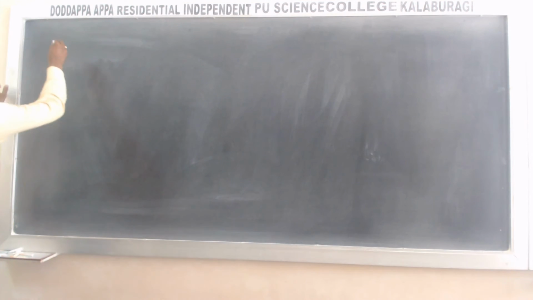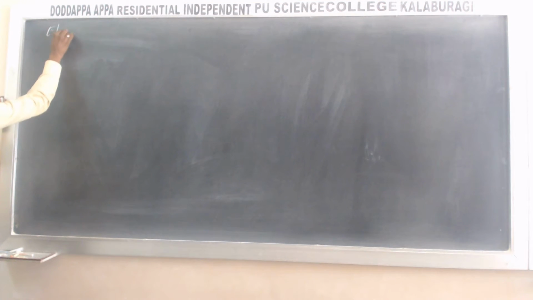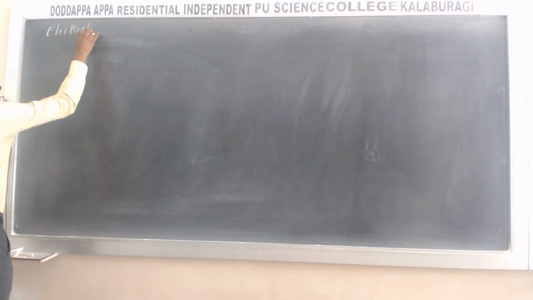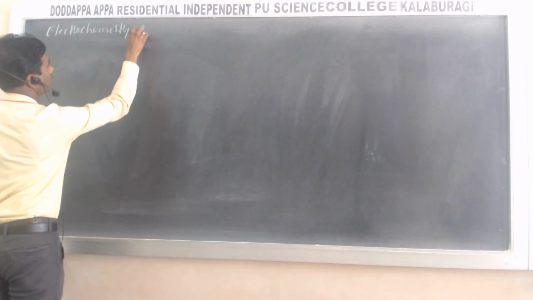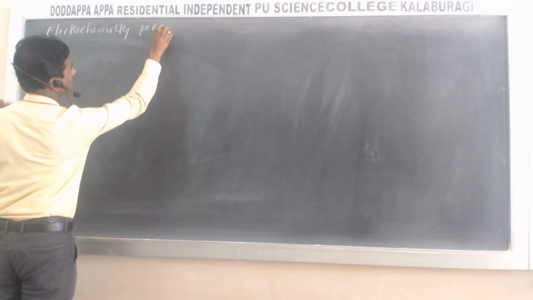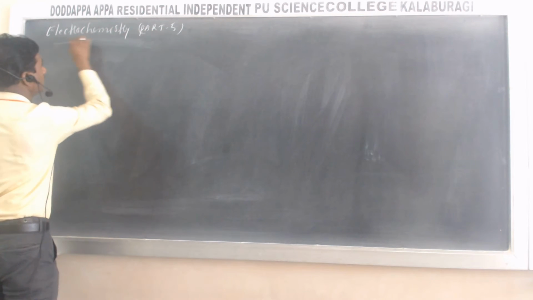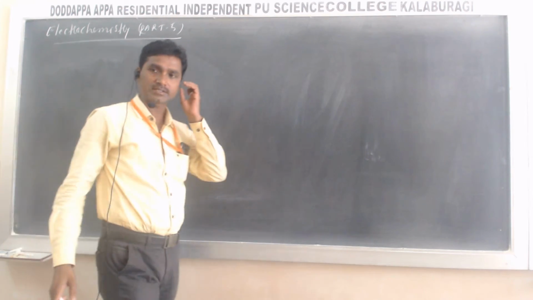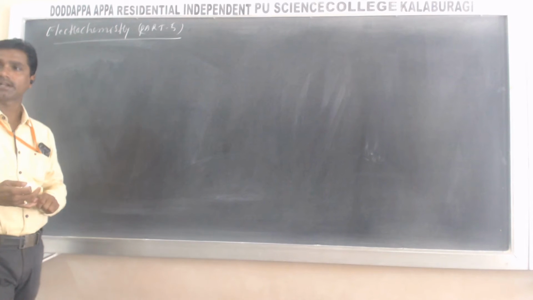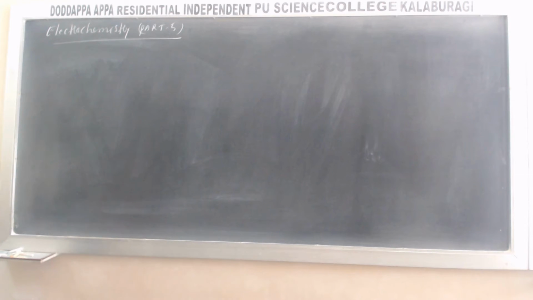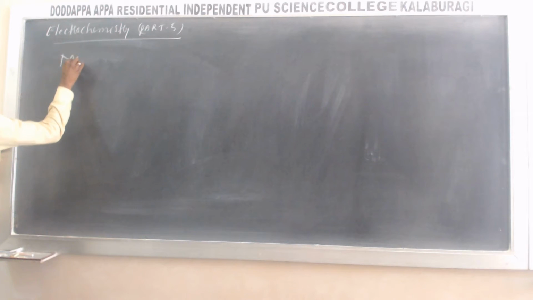Today, electrochemistry part 5. This is the continuation part. In the last class we discussed resistance, resistivity, conductance and conductivity. So, today I am discussing molar conductivity.